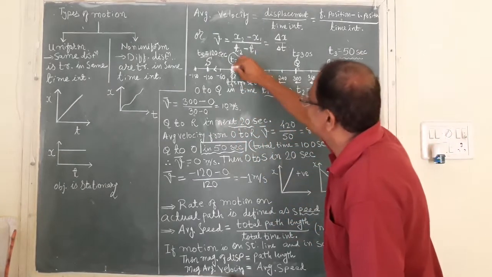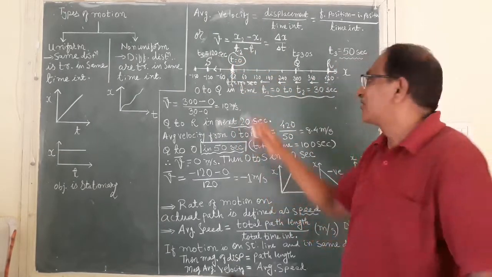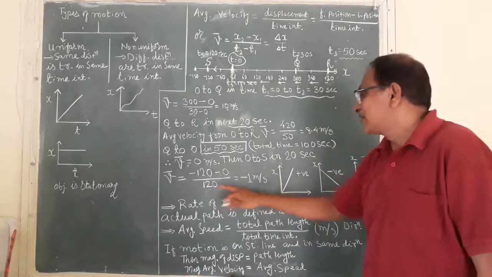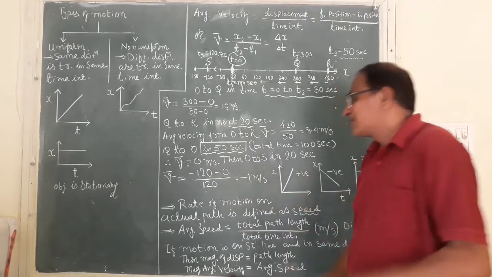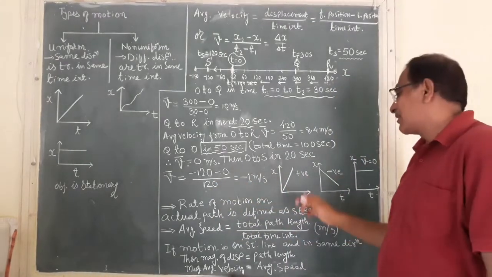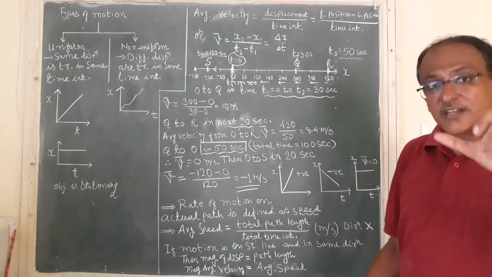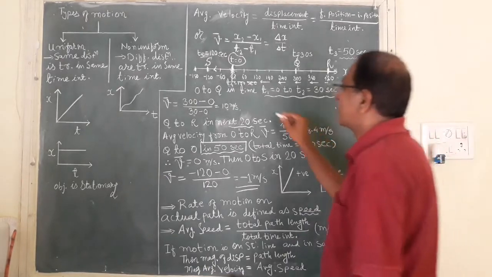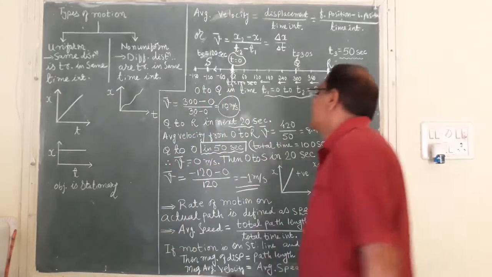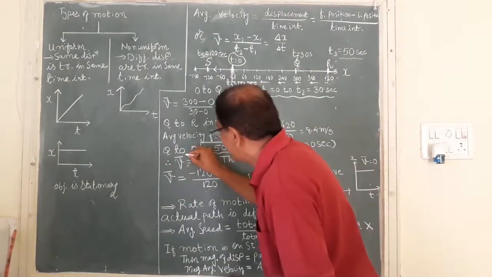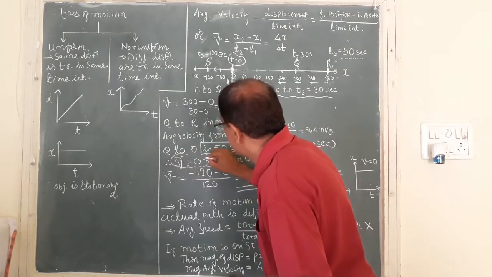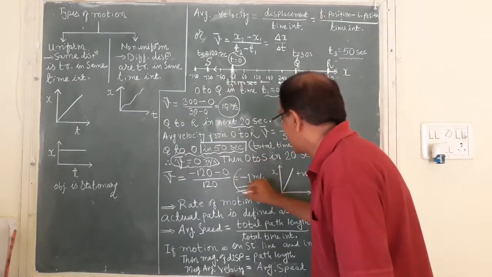If you consider this as a reference point, because you have started from this point, so 120, it becomes minus 1 meter per second. Now try to understand the minus sign. There are three different answers. One is a positive answer, the other answer is 0, and the third answer is negative.